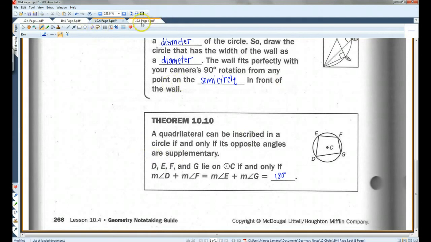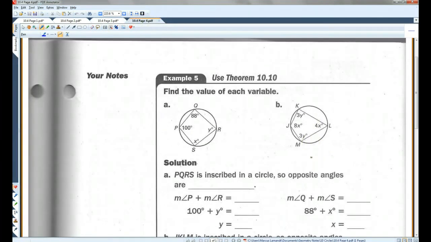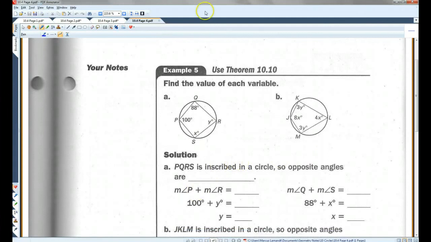Alright, last page. Find the value of each variable. Okay, so using the theorem we just learned, opposite angles have to be supplementary. So PQRS is inscribed in a circle, so opposite angles are, like I just said, supplementary. So in this case, angle P and angle R add up to 180 degrees. Angle P is 100 degrees, angle R equals Y. I can subtract 100 from both sides and Y equals 80.